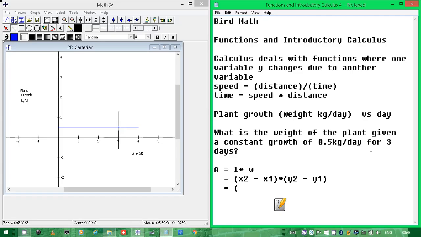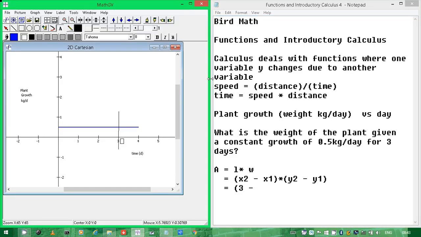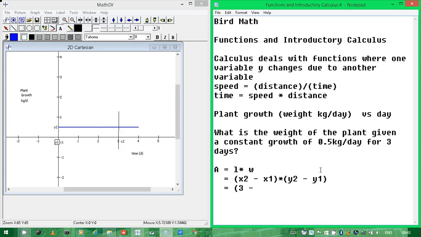Okay, so what is it? It's 3 minus, so this part is x2, and this is x1. This is y2. And this is y1, right? So x2 is 3, x1 is 0, times y2, which is 0.5 minus 0. Alright, so what have we got? We've got 3 times 0.5, so that's 1.5 kilograms per day.